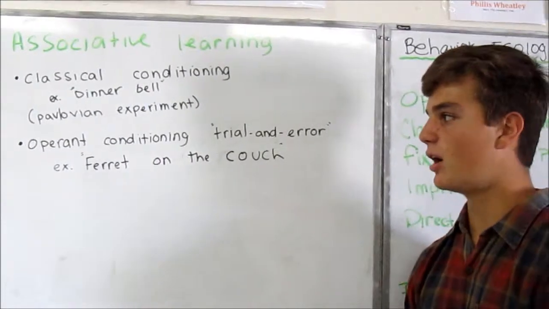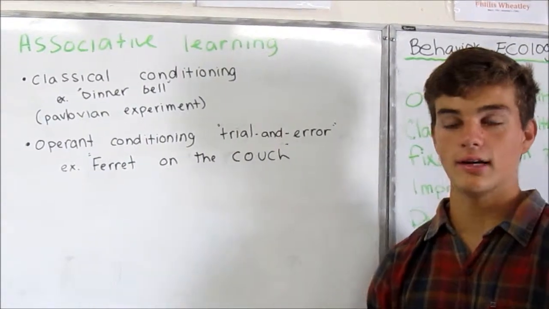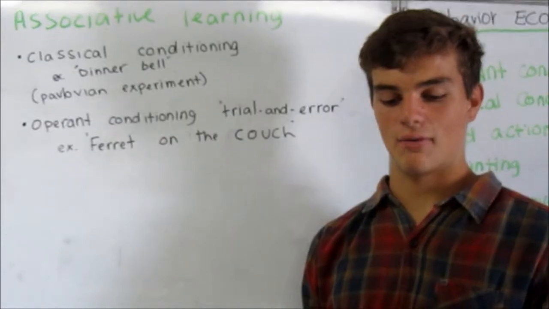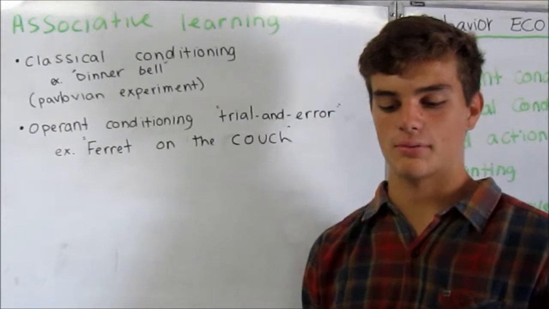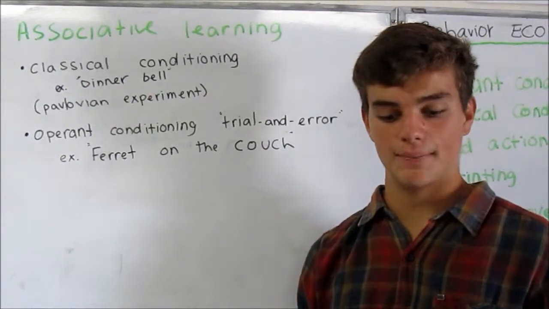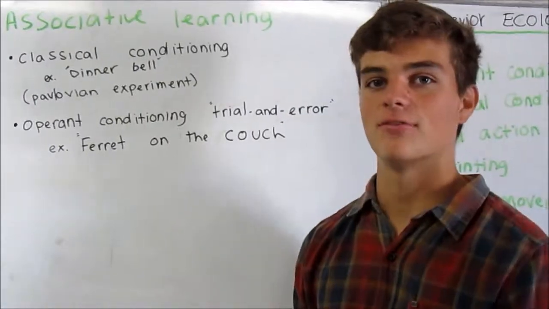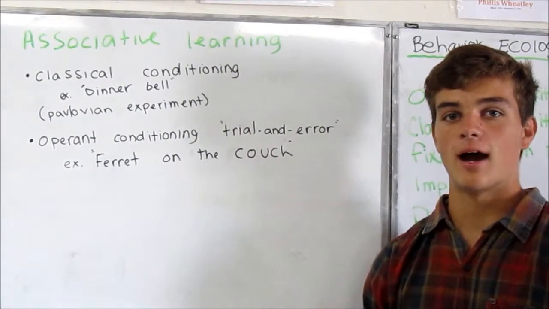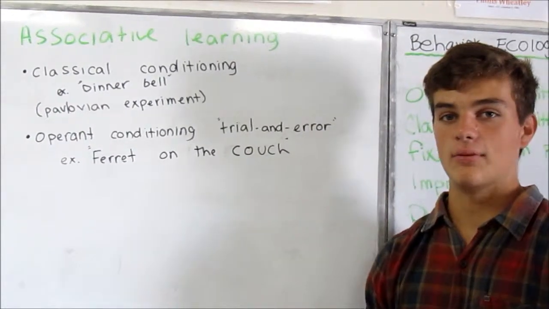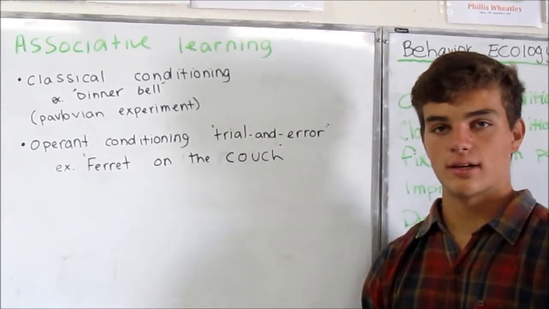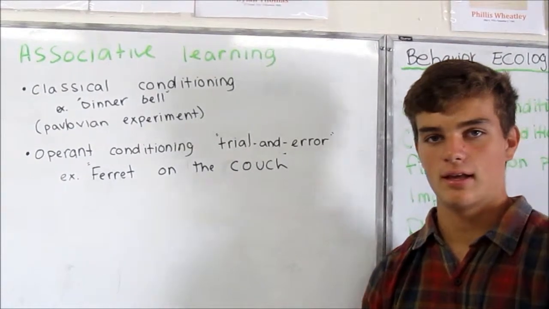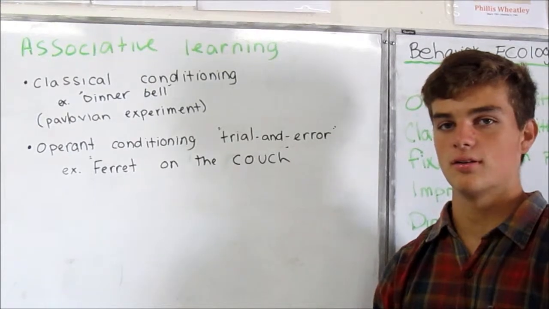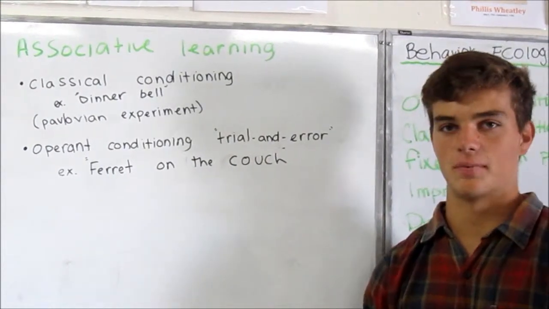Next, we're going to talk about operant conditioning, also known as trial and error. Operant conditioning is when an animal learns to associate one of its own behaviors with a reward or punishment and then tends to repeat or avoid that learned behavior. An example I'm going to give is the ferret on the couch example. I used to have a ferret and he would jump on the couch. So every time he jumped on the couch, I would punish him by putting him in his cage for 5 minutes, and he would eventually learn by trial and error not to jump on the couch.